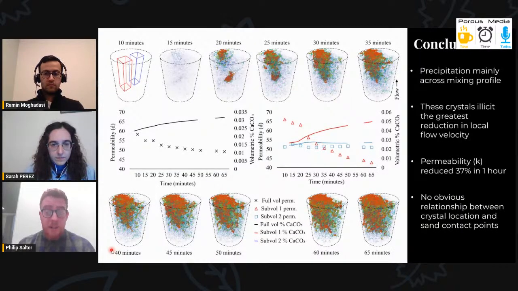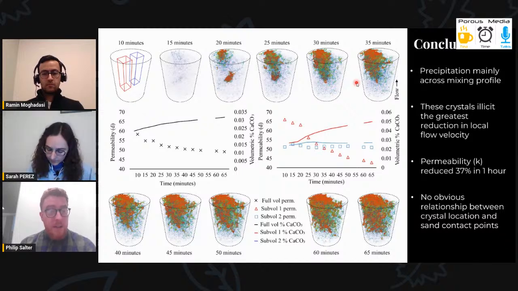The results of this initial study were that precipitation occurred mainly across the mixing profile of the two fluids, as shown by this blue to red region here. Here the crystals are colored by their volume, with blue signifying the smaller crystals and red the larger ones. And we can also assign values to crystals based on their effect on local flow velocity, as well as their proximity to the grain contact points.